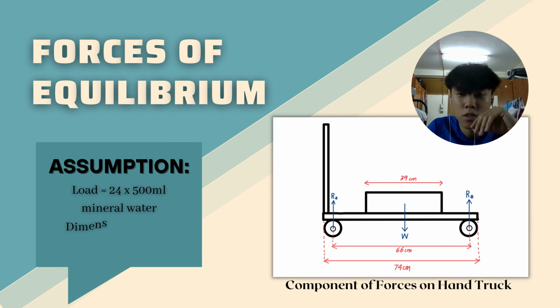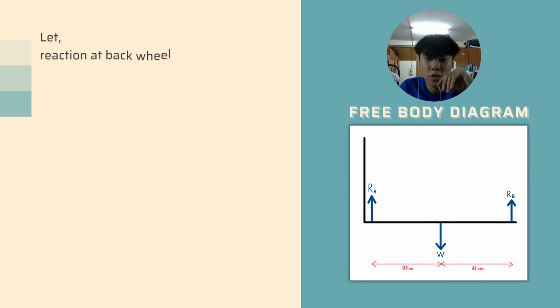We assume that the load is a box of 24 500 ml mineral water bottles and the dimension of the box is 39 × 26 × 22.5 cm. This diagram shows the components of forces on the hand truck. The diagram on the right-hand corner is the free body diagram.